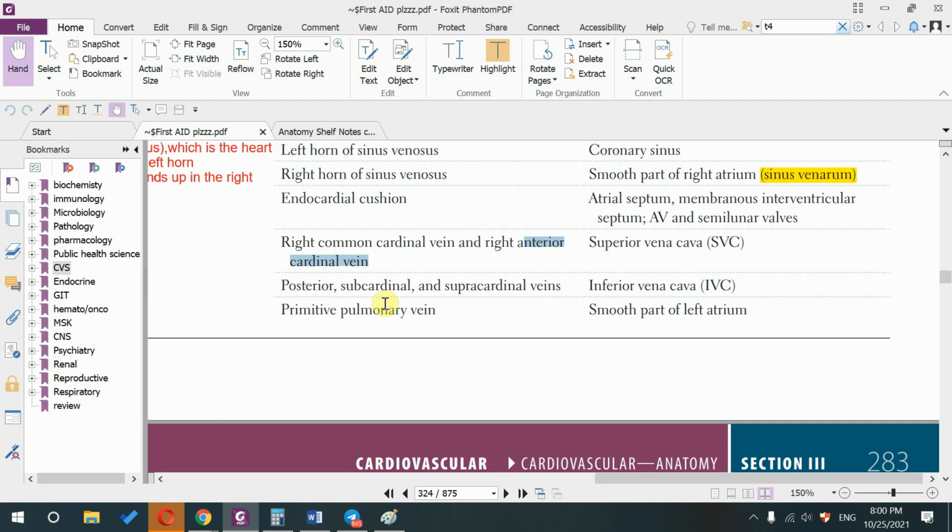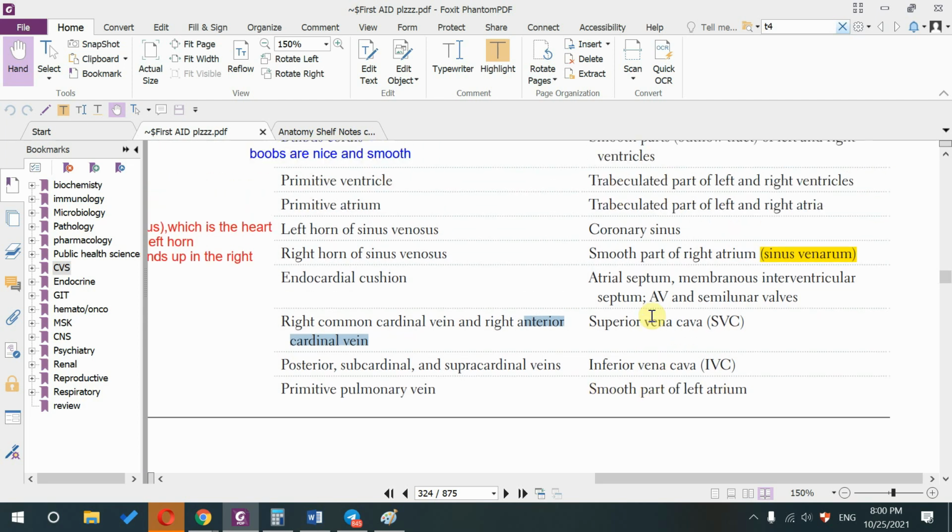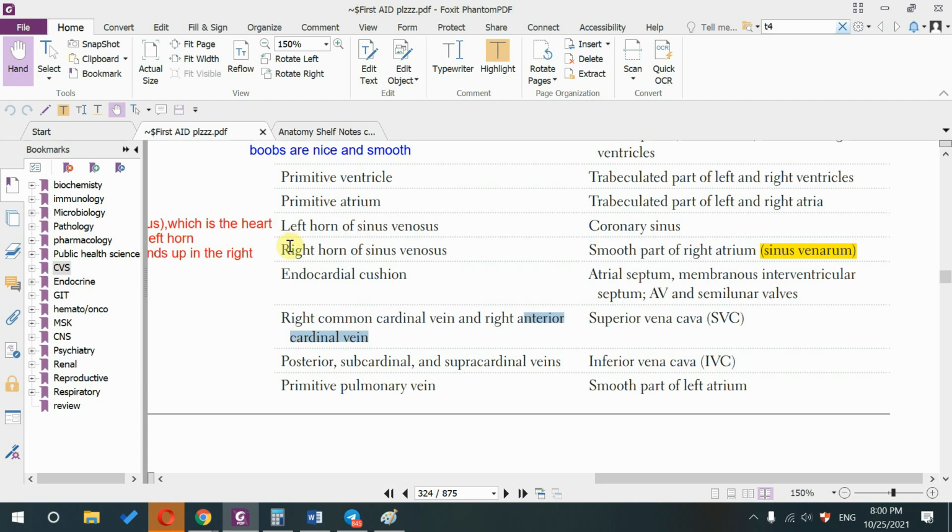Okay. The last thing, the primitive pulmonary vein. So the primitive pulmonary vein gives origin to the smooth part of the left atrium. Well, what about the smooth part of the right atrium? We just spoke about it, guys. The smooth part of the right atrium came from the right horn of the sinus venosus. What about the left horn? The left horn gave origin to the coronary sinus. Remember, the heart of your heart.